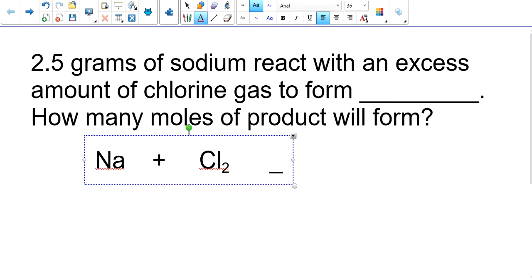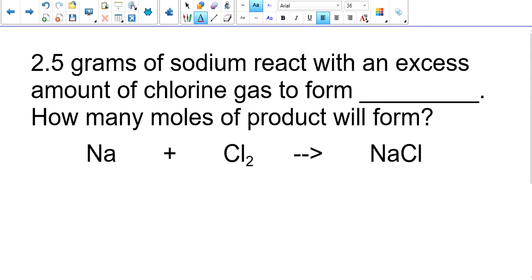And the product of that reaction is going to be, well, what type of reaction is this? It's obviously a synthesis reaction because there's one element plus one element, therefore I'm going to form one thing on the right side. It's called the synthesis reaction. The compound that's going to form is called sodium chloride. The formula for that is NaCl. And so this is my reaction here.